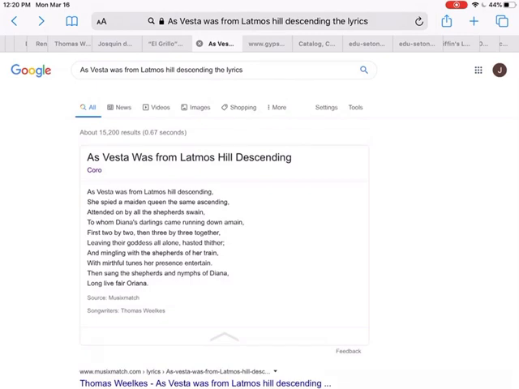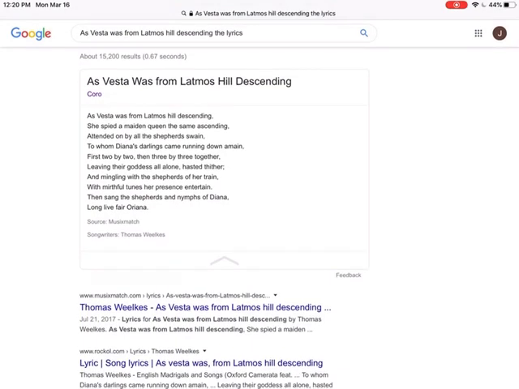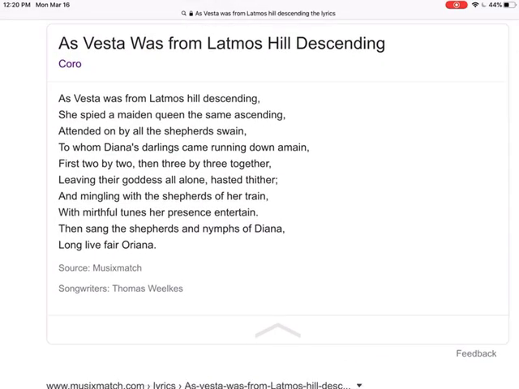So here's the text for As Vesta Was from Latmus Hill Descending, which we're going to talk about in just a minute. So, talk about the word painting. So Thomas Wilkes, what was also important for a composer to do, if you want to keep your job, you would flatter your patron, the person that is employing you. So it was very common to write music that did just that. And this is an example of that.